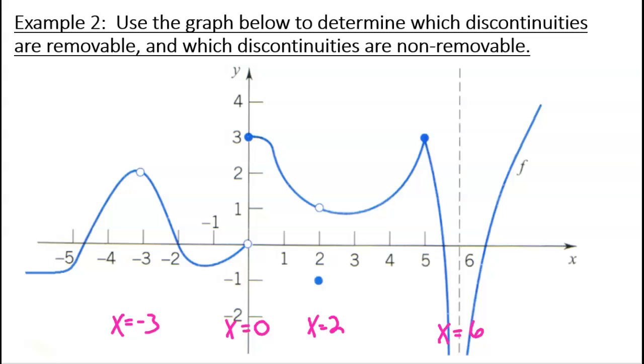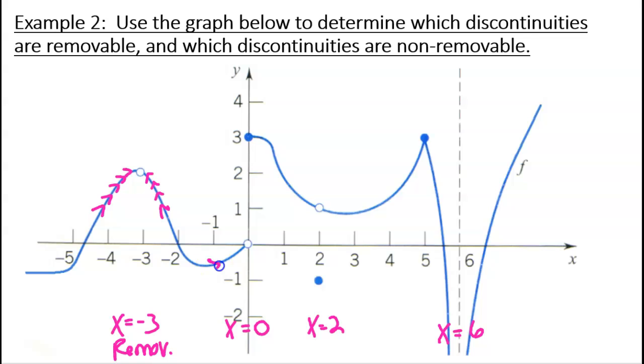Now remember, removable discontinuities are those discontinuities where the limit actually does exist. Okay? The limit exists if the limit from the left and the limit from the right are both meeting at a common y value, and in this case they are. So this is removable. So x equals -3 is a removable discontinuity.